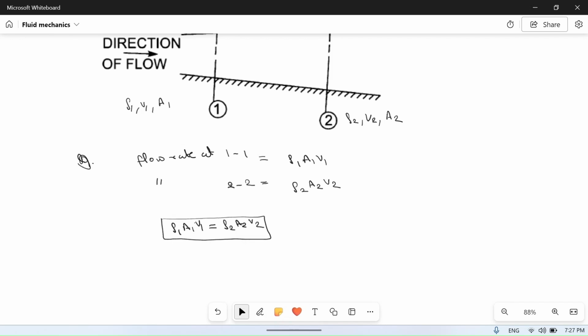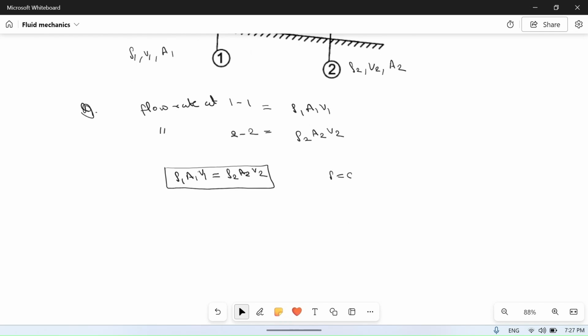And if the fluid is incompressible, then density will be constant. So if fluid is incompressible, then a1 v1 is equal to a2 v2. This is the continuity equation for incompressible flow.